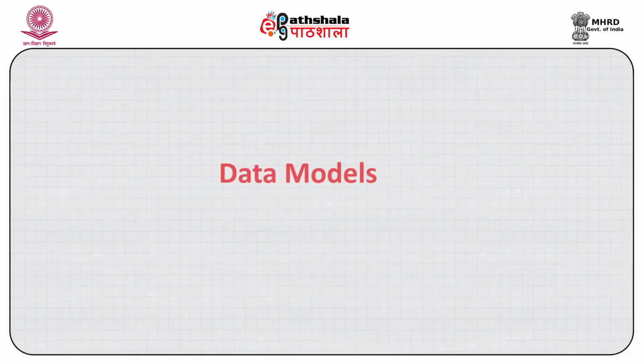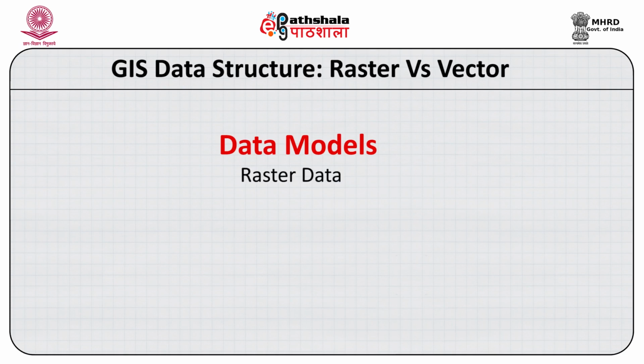So, now let us understand what the different data models are. Broadly speaking, as I said in the introduction, there are two broad data models. One is called raster data and the second is called vector data. Now, let us first understand what raster data is and what the different types of raster data are.